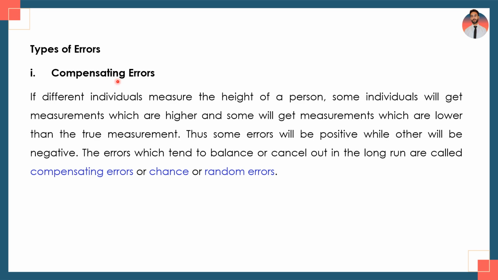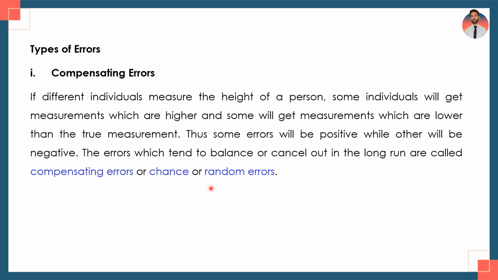In compensating errors, if different individuals measure the height of a person, some individuals will get measurements which are higher and some will get measurements which are lower than the true measurements. Thus, some errors will be positive while other will be negative. The errors which tend to balance or cancel out in a long run are called compensating error or chance or random error.